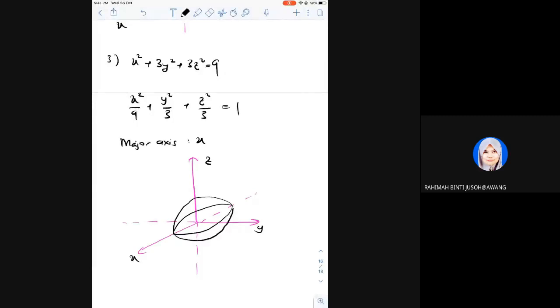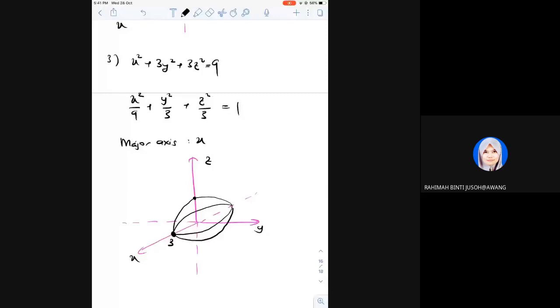And then the value here. At X here, it is 3. At Z it becomes positive square root 3. Right? And then at Y it is also square root 3. Okay. So, next question number 4.